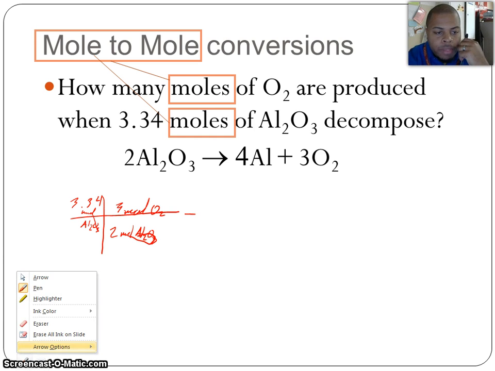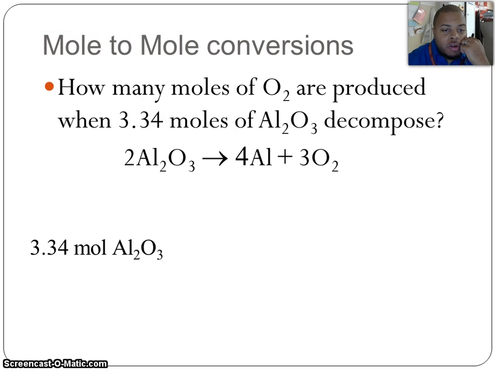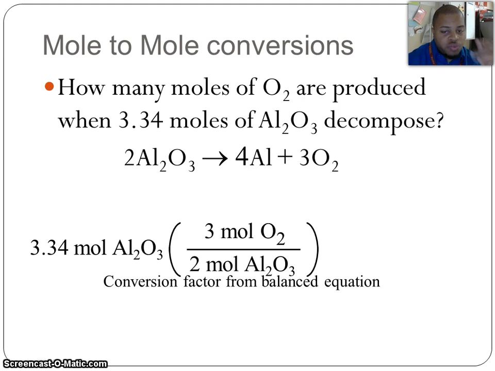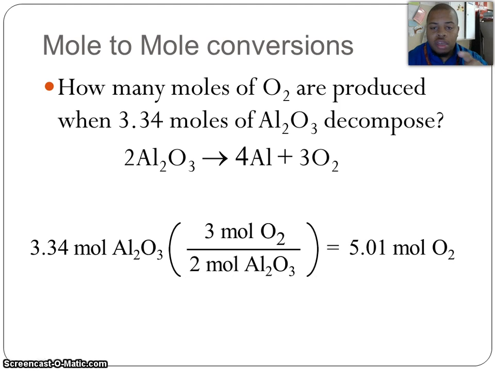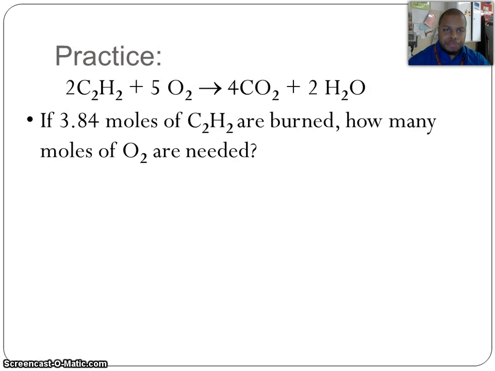So let's go ahead and clear the ink and see if we match up. 3.34 moles. Our conversion factor, 3 moles of O2 over 2 moles of Al2O3. And multiply by the top, divide by the bottom, we come out with 5.01 moles of O2. Now, as long as we have our balanced equation, if we have at least one of the values, or a value for any of our compounds, we can figure out how all the other ones are related and how their values will change based upon that single compound.